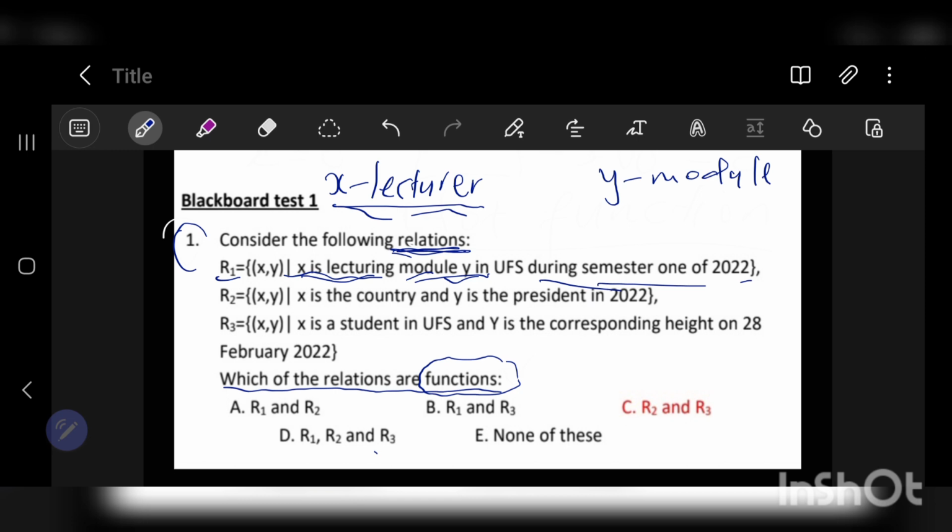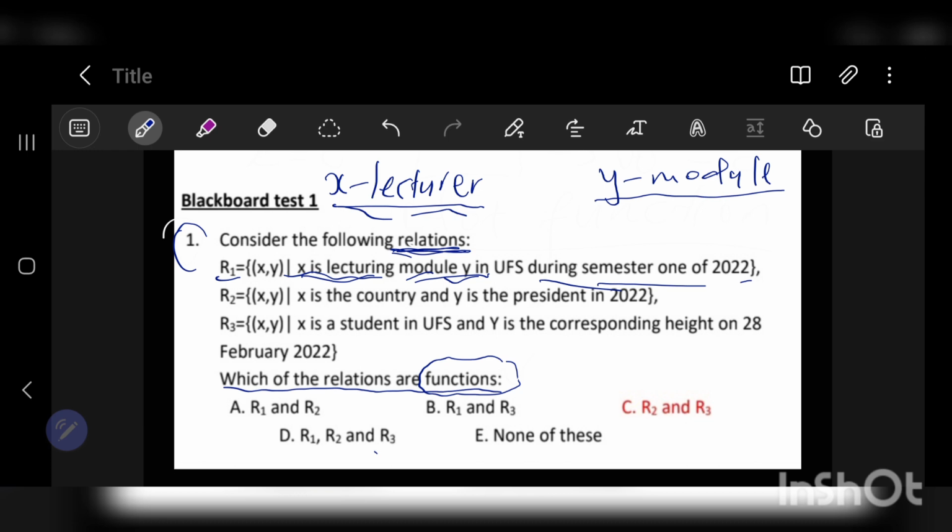that lecturer, people, can lecture how many modules? It can lecture one module, or it can lecture two modules, or it can lecture three modules. Can you see that now? A lecturer can lecture as many modules as they can, depending on whether they qualify to do so. So do you see now, for each input, we have different outputs. So based on the information that you know, is this a function?